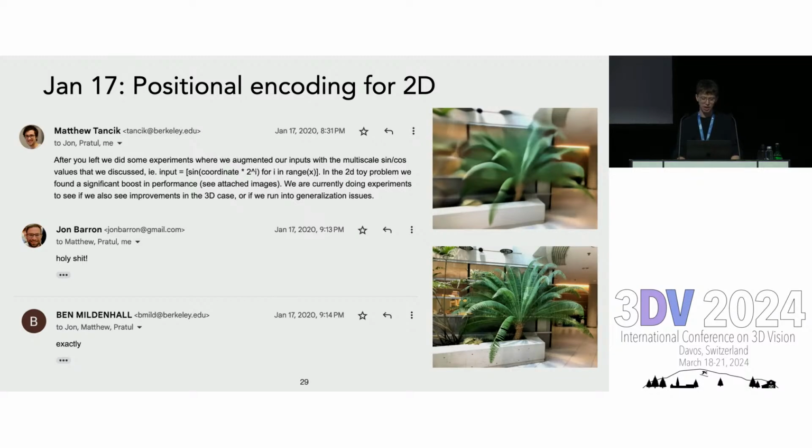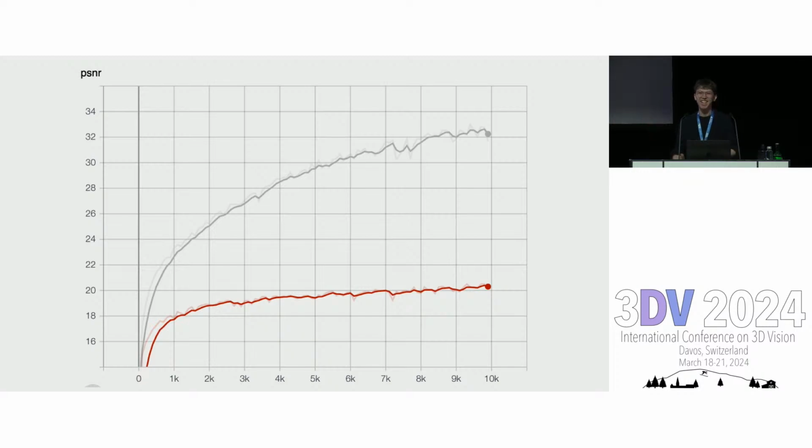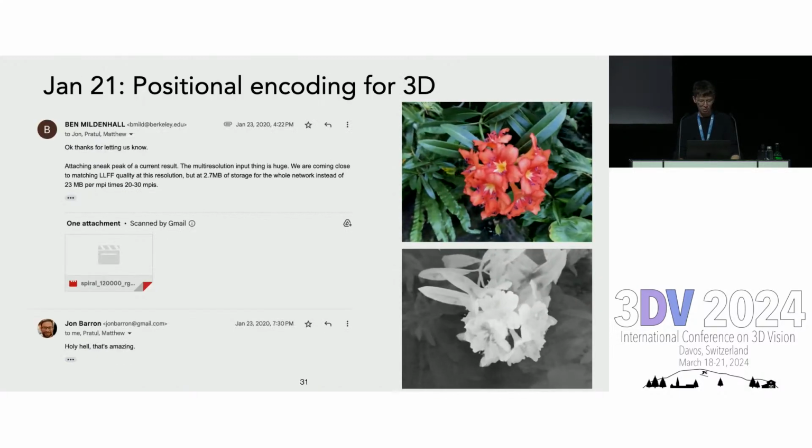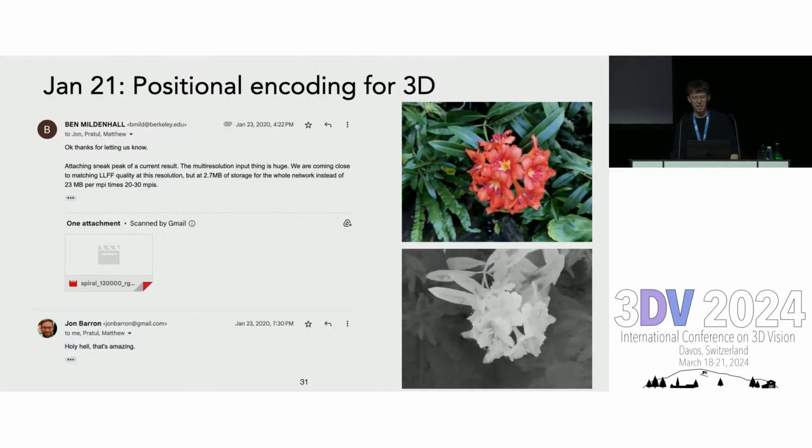Matt went and tried it straight away on the images and was like, guys, look at this. This is crazy, right? He showed us this insane plot of PSNR, and this is probably a few minutes of training for image memorization. And we were like, okay, this is pretty wild, right? This is something to get into here. We went and, of course, straight away tried to apply it to the 3D stuff.